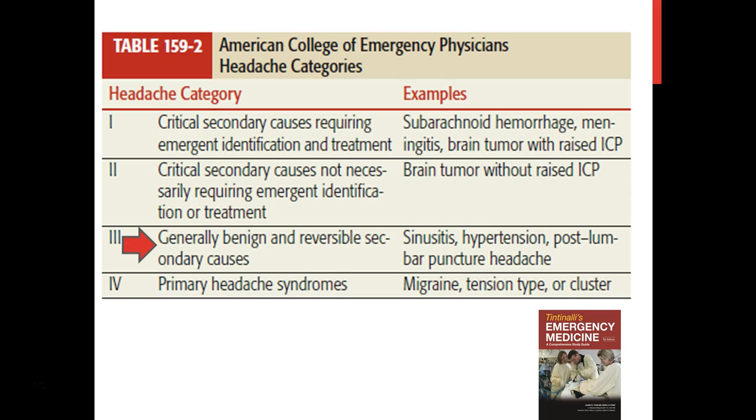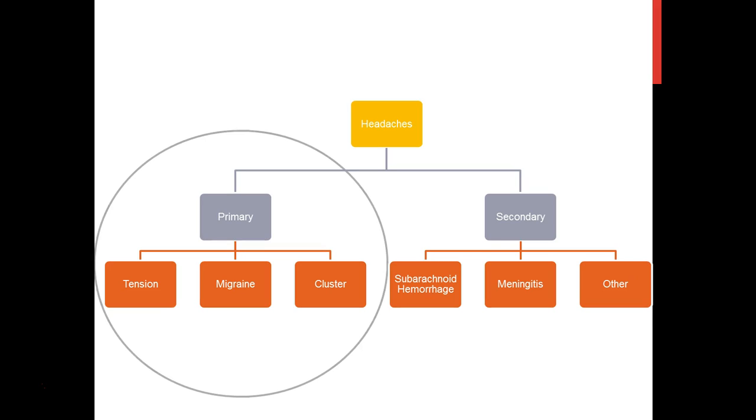The third category is secondary headaches that are not life-threatening, but do have some sort of reversible cause. It's important to find out these reversible causes because once we find them out, we can do something about it and make the patient feel better. And finally, the fourth category is the aforementioned primary headache syndromes. And that is where we're going to start today.